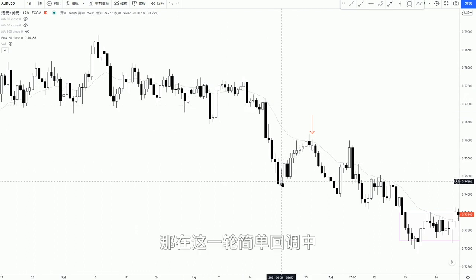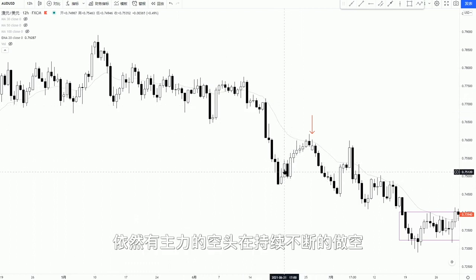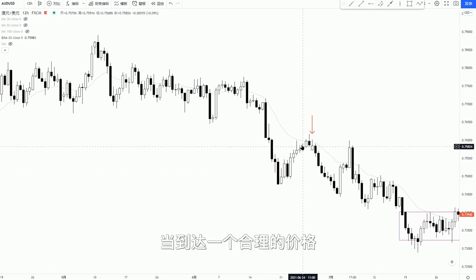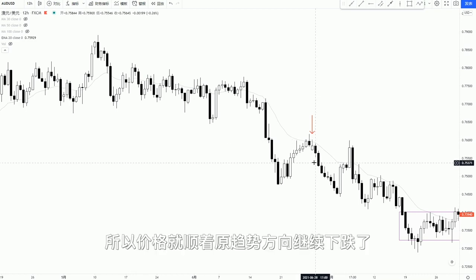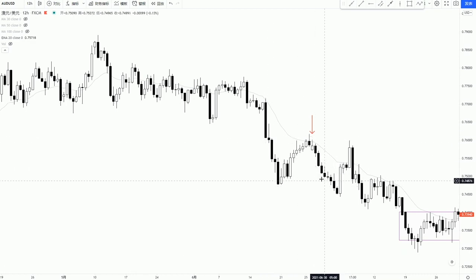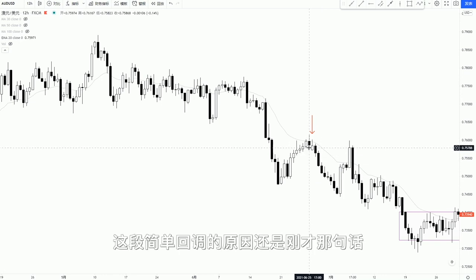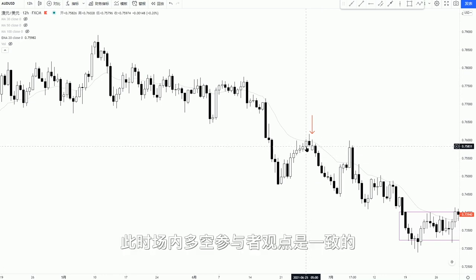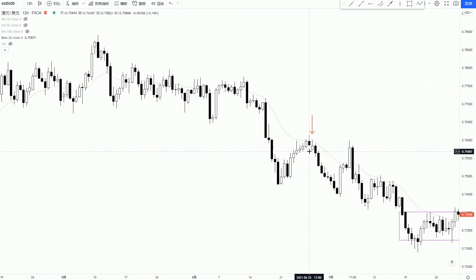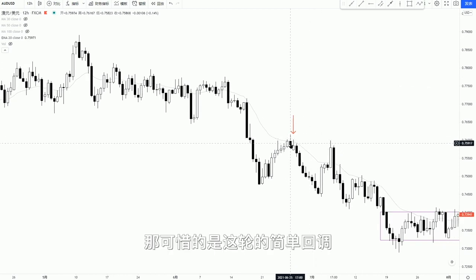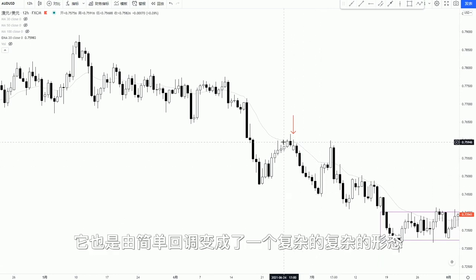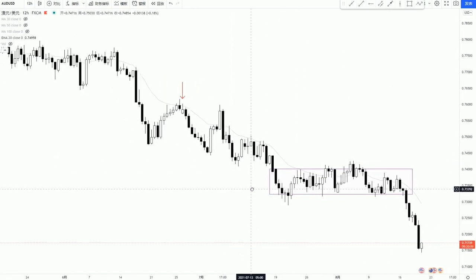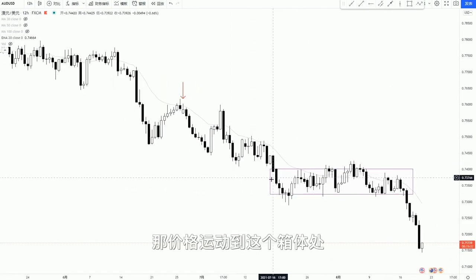Or it may be that some contrarian participants are entering the market. So in this round of simple pullback there are still the main bears continuing to short. When a reasonable price is reached, the main short institutions will enter vigorously, so the price will continue to fall along the direction of the original trend. The reason for this simple pullback is the same: the long and short participants in the market are in agreement. It is a pity that this simple callback brought by the continuation of the trend did not go far. Energy is exhausted. It then turns from a simple callback into a complex form.